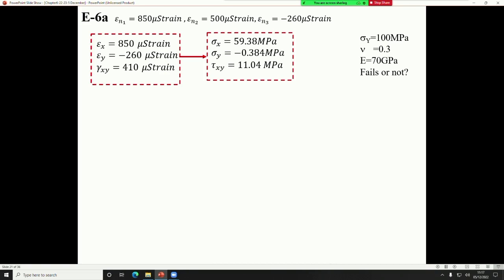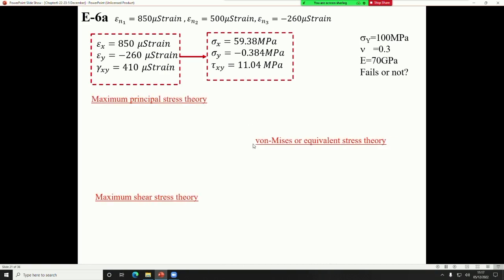So first, I found the strain components at that location. Now I've got the stress values from the constitutive equations. Now the next stage is to find the maximum principal stress. So we have (sigma x plus sigma y) divided by 2 plus minus the square root of ((sigma x minus sigma y) over 2, squared, plus tau xy squared). When I'm using this equation, I keep the signs intact. So sigma x minus a negative value, it doesn't suddenly become positive.